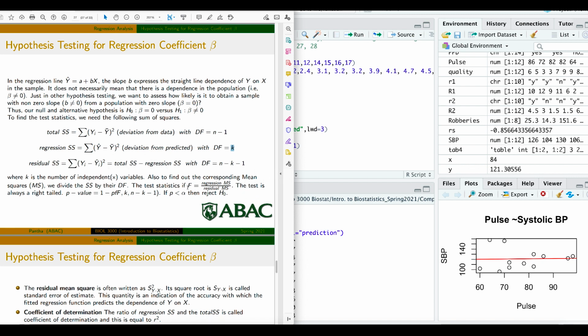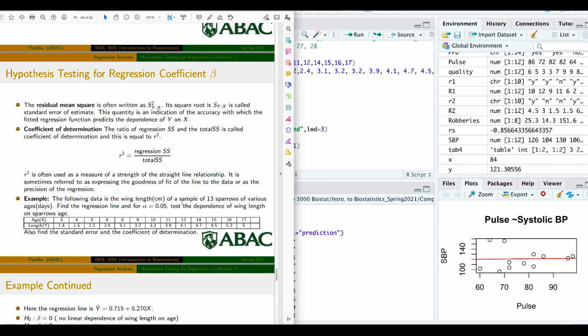Okay, and you find out the F test value. The actual test value will be regression MS over residual MS, mean square. The test is always the right tail. We always use the right tail test, and the p value will be 1 minus pf, just 1 minus pf, not 2 times. pf and then parenthesis, F value, k. Oh, I'm missing the parenthesis here. Okay, guys, I will correct that in the lecture slide. So the p value is 1 minus pf, and then parenthesis, F, k, and then n minus k minus 1. If p is less than alpha, we reject the H0.